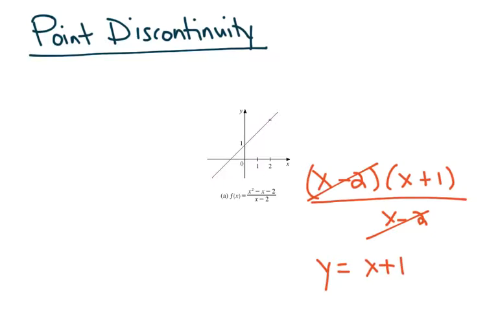Except that the original equation, what happens if you plug 2 into the denominator? You would get 0, and you can't have 0 in the denominator. So there's only one point where the graph does not exist, and we call that a point discontinuity.